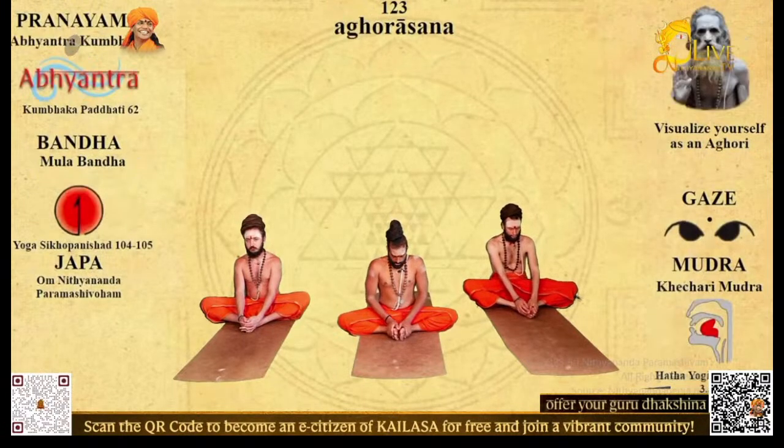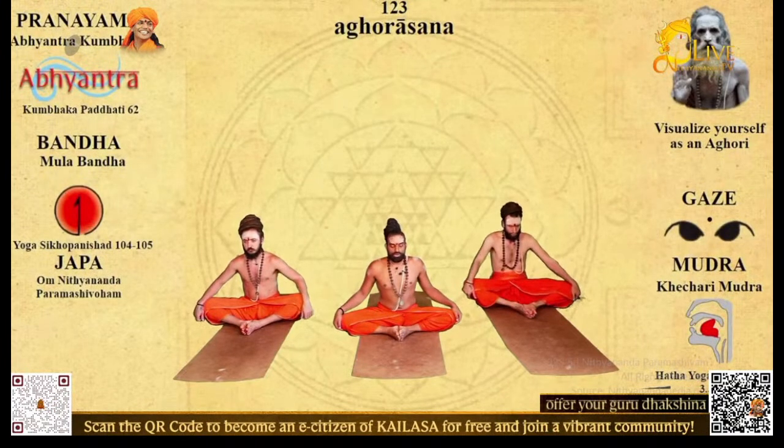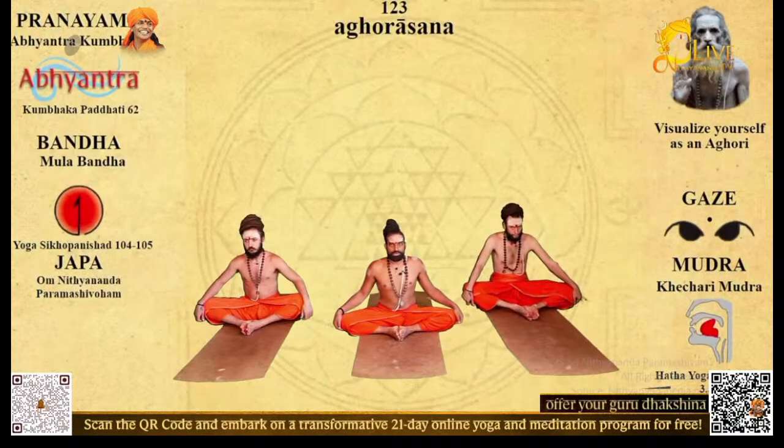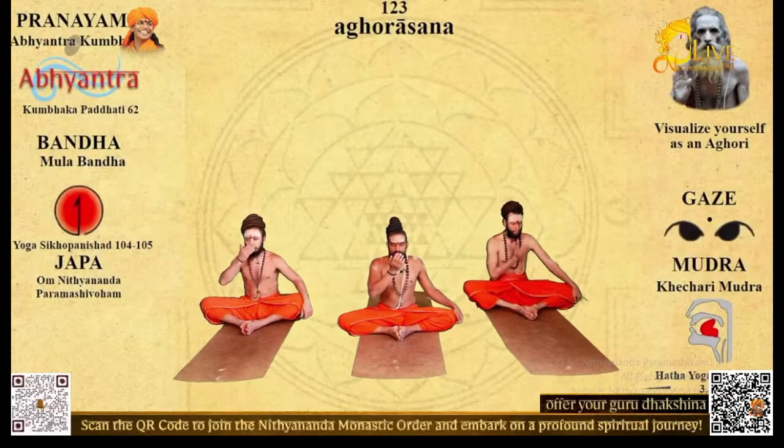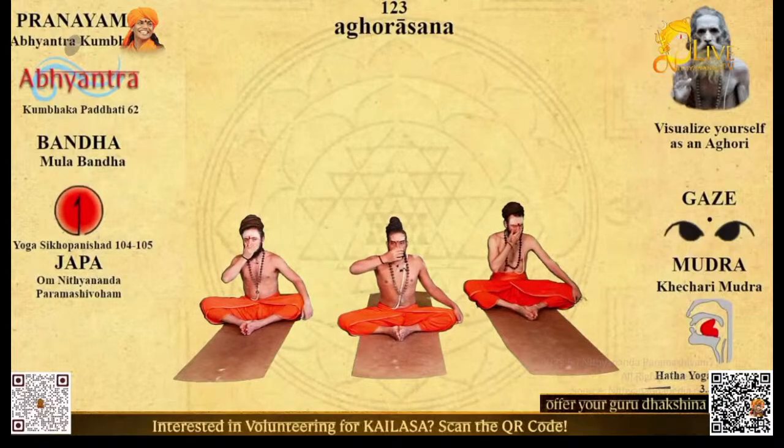As you be seated with the soles of the feet together, heels to the perineum, engage Kechari Mudra. Roll the tongue up the roof of the mouth. Gaze to the third eye. Visualize yourself as an Aghori. Now bring the right hand, closing the left nostril. Inhale from the right nostril. Hold and then exhale from the left nostril. Repeat again on the other side, and again.